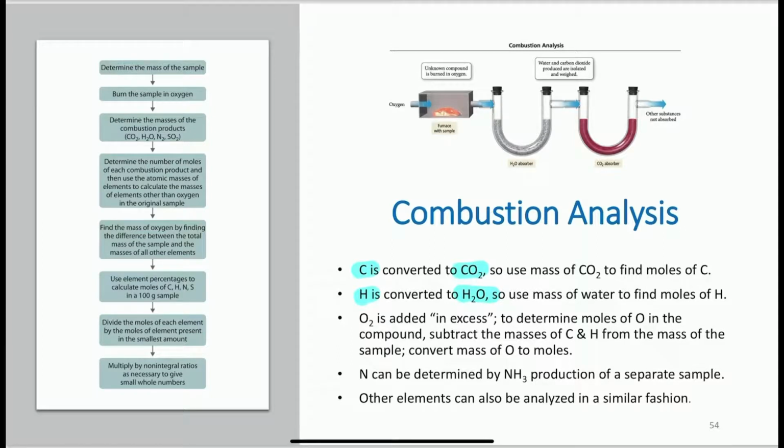Oxygen is added in excess. To determine the moles of oxygen in the compound, we're going to subtract the masses due to carbon and hydrogen from the mass of the original sample and then convert that mass to moles of oxygen. Nitrogen can be determined by ammonia production of a separate sample, and other elements can also be analyzed in a similar fashion. So this is a nice flow chart from your textbook to follow through how to do combustion analysis, empirical formulas and whatnot with combustion analysis.